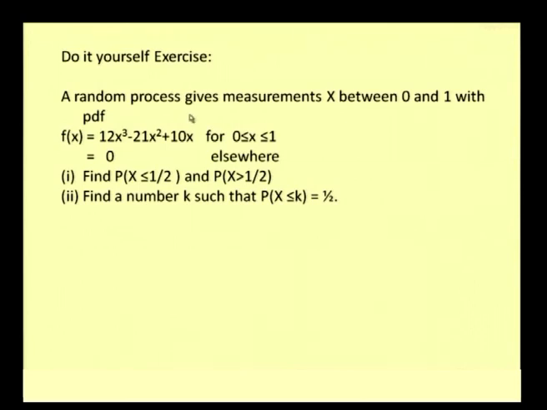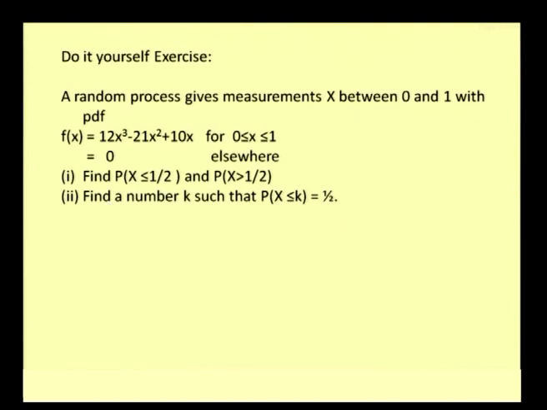A random process gives measurements x between 0 to 1 with PDF given as f of x is equal to 12x cube minus 21x square plus 10x for 0 to 1, and equal to 0 elsewhere. You are asked to find the probability P of x less than or equal to 1 by 2. The other limit is not specified, therefore you can take it as minus infinity. Break the interval as minus infinity to 0 plus 0 to 1 by 2, and in 0 to 1 by 2 you can substitute this f of x and integrate to get the answer.